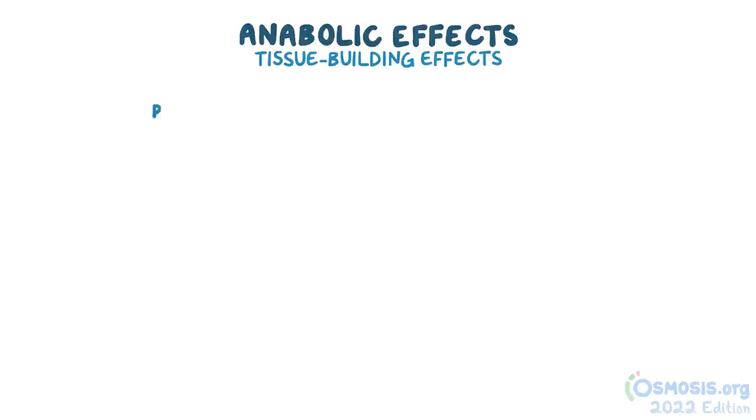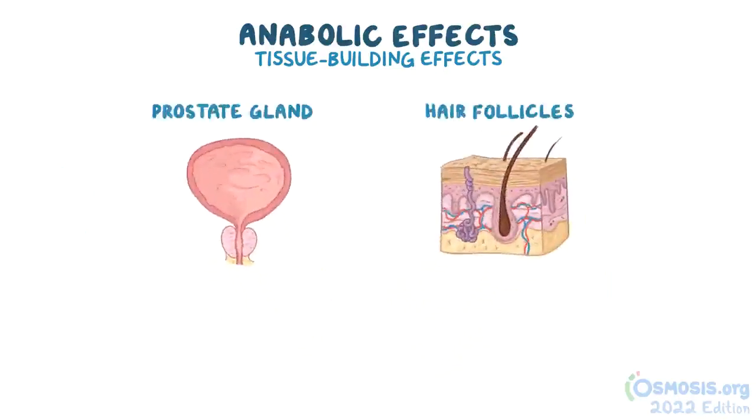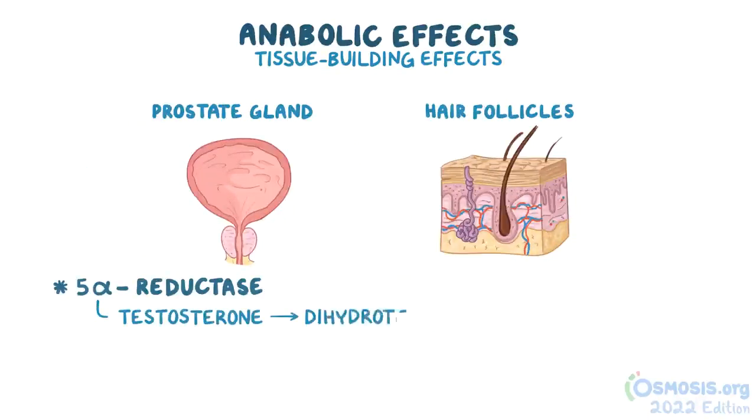In some tissues like the prostate gland and hair follicles, the enzyme 5-alpha reductase converts testosterone into dihydrotestosterone, or DHT, which is like a more potent version of testosterone.